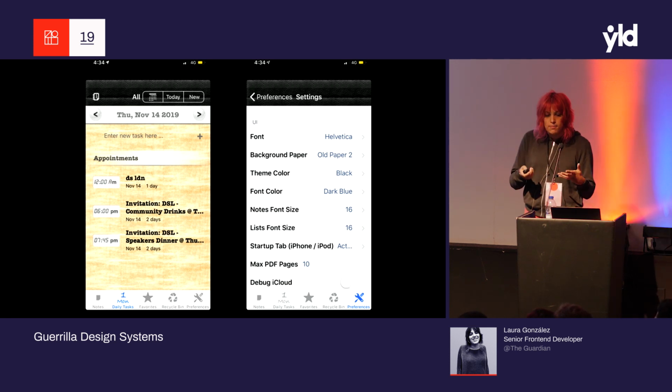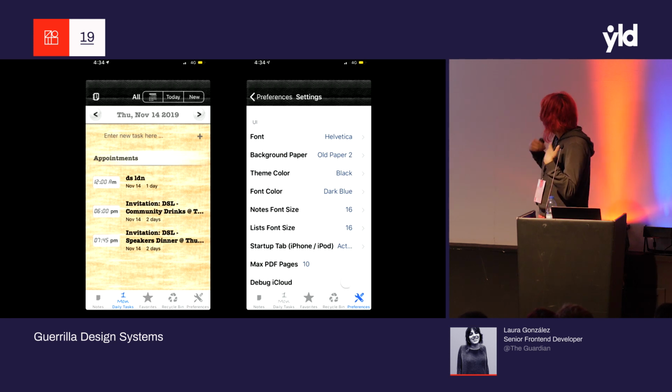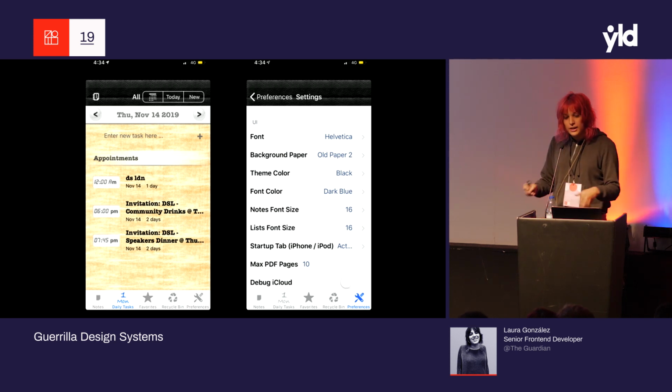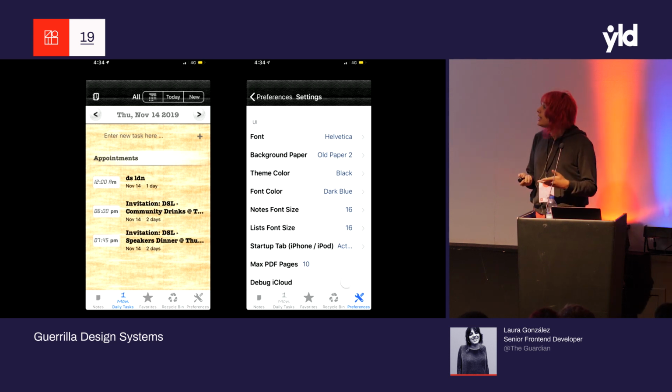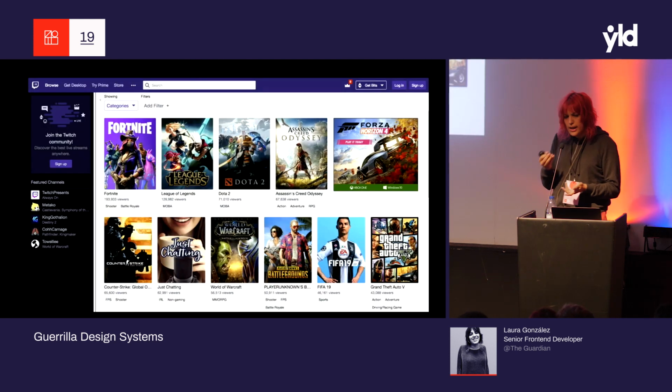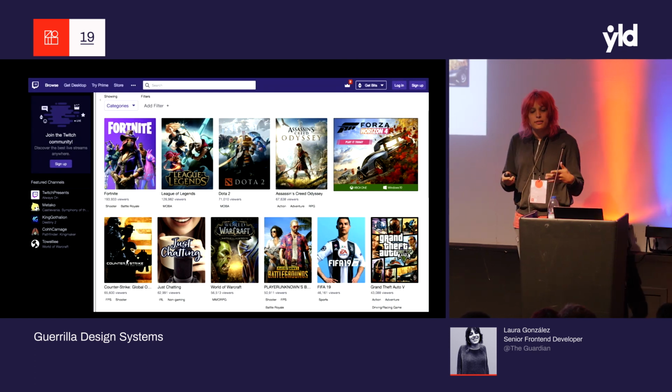Point is, there is immense power in being able to just overhaul your components and get the job almost done and need only a very little amount of manual labor. So a cool recent example of this is Twitch, the gaming website. This is how they looked a couple of months ago, and they recently got a brand refresh.